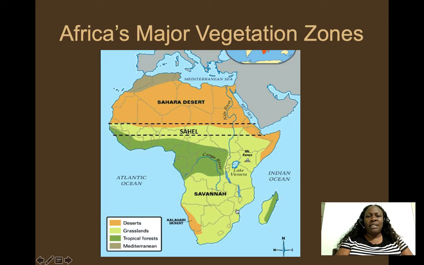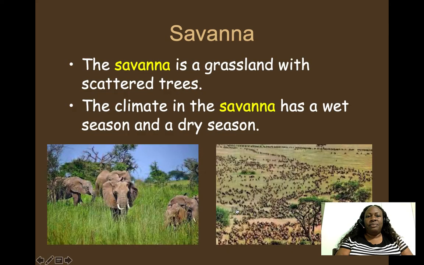All right, the next major vegetation zone we will look at is the savanna, the grassland area. Now, we already know that the savanna is a grassland area covered with trees, and if you look here, these trees are called Serengeti trees. You're also going to see a lot of wildlife in this area. The climate in this area has wet seasons and dry seasons.